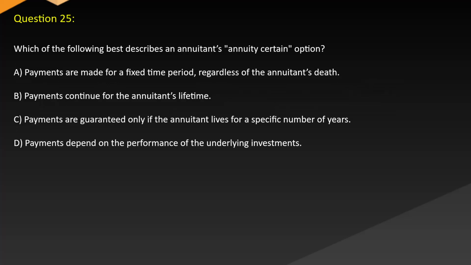Question 25. Which of the following best describes an annuitant's annuity certain option? A. Payments are made for a fixed time period regardless of the annuitant's death. B. Payments continue for the annuitant's lifetime. C. Payments are guaranteed only if the annuitant lives for a specific number of years. D. Payments depend on the performance of the underlying investments.